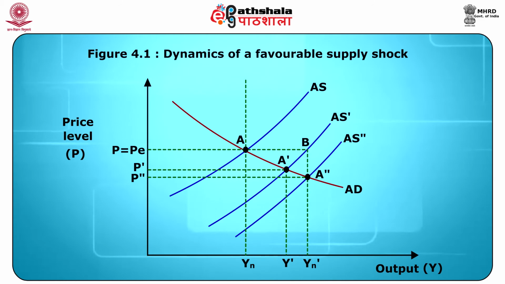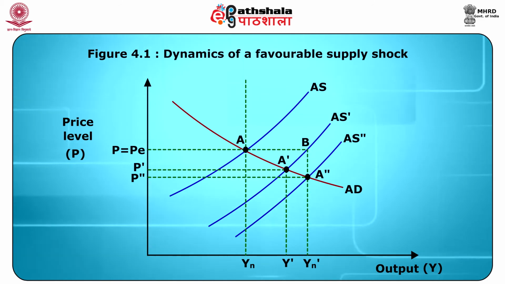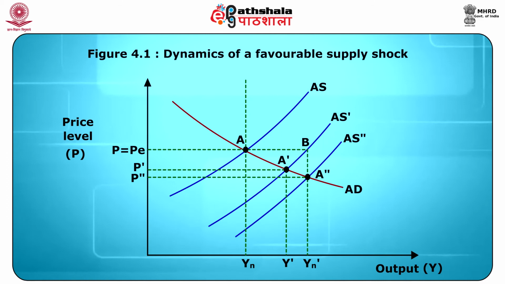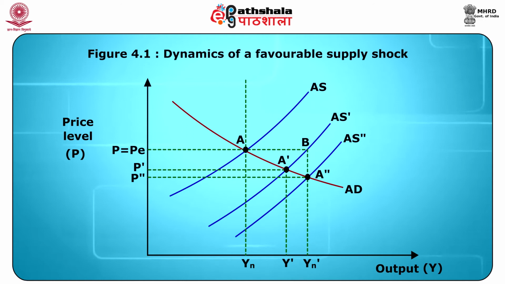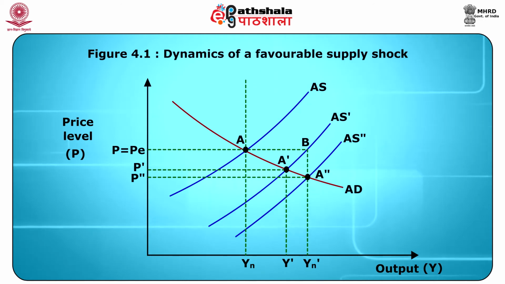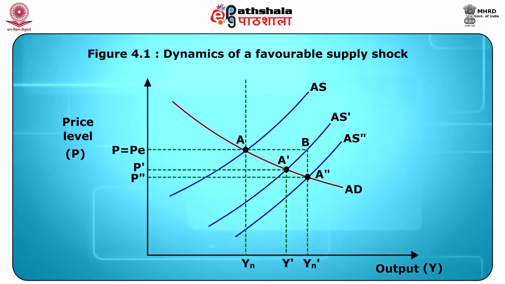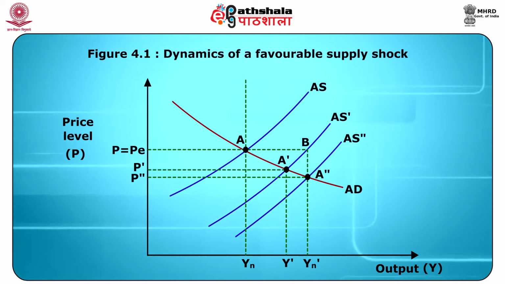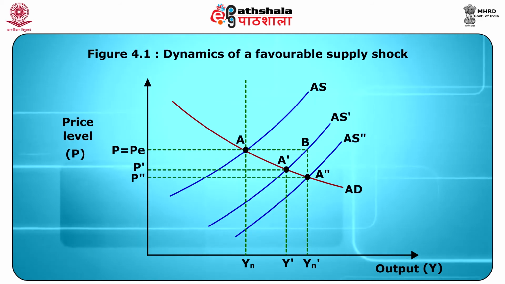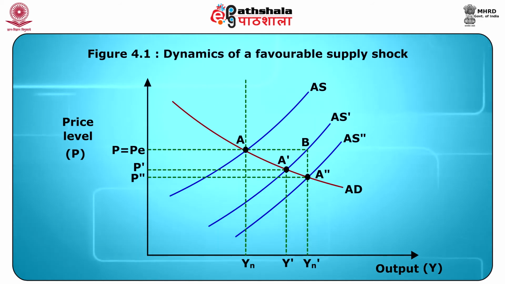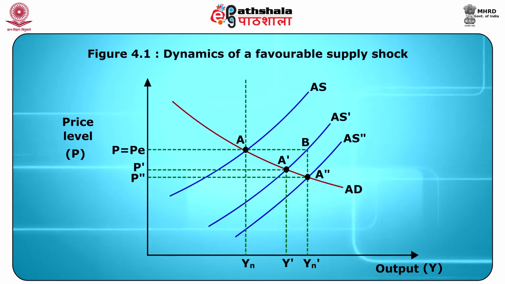and lowers the natural rate of unemployment and simultaneously increases the natural rate of output. Figure 4.1 shows these shifts. The initial equilibrium is at A, where AS and AD intersect with Yn as the level of output. A fall in the markup shifts the AS to AS dash, which increases the natural rate of output to Yn dash. Since at the natural rate of output P is equal to PE, the new AS dash must pass through point B. The figure shows the dynamics of the adjustment.